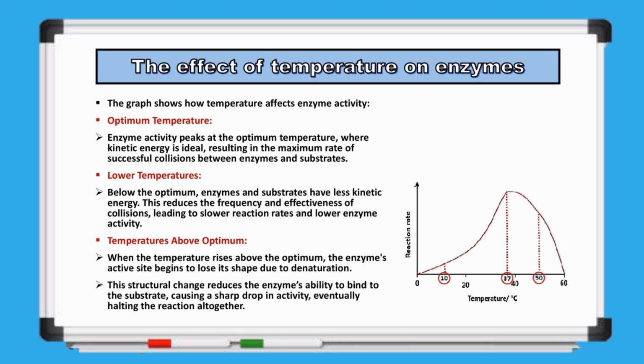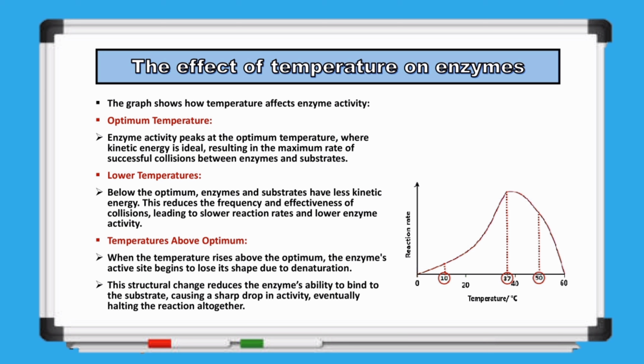Then we move beyond the optimum, toward higher temperatures, like 50 degrees Celsius, which is also highlighted here. As we go past the optimal range, we see a sharp drop in enzyme activity. This is due to denaturation. At these elevated temperatures, the enzyme's active site starts to lose its specific shape, a critical feature that allows it to bind to substrates. Once the shape is altered, the enzyme can no longer perform its function effectively. This structural breakdown ultimately halts the reaction altogether.